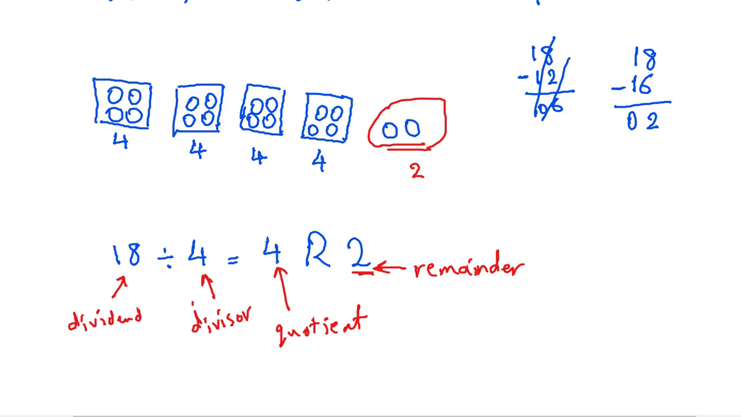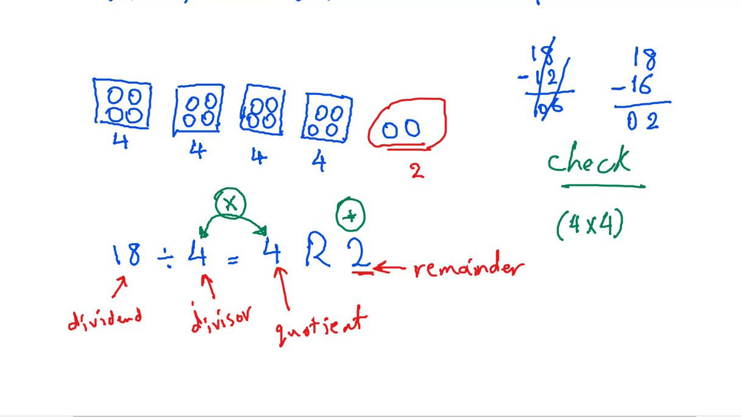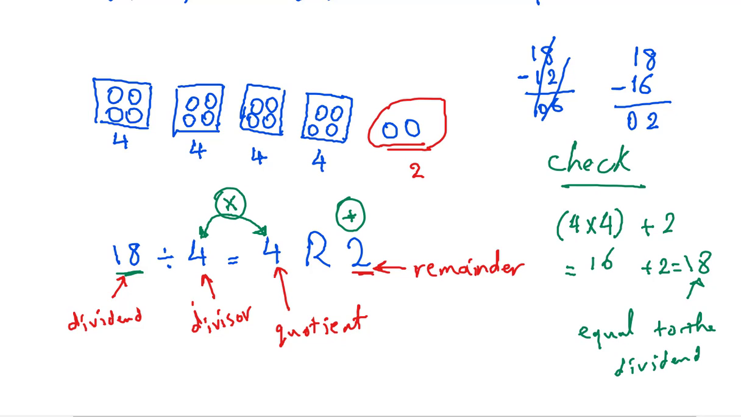Now, my heroes, we should know how to check our answer. We have 2 rules. The first rule: multiply the divisor and the quotient, 4 times 4, and after that add the remainder. If you get the dividend, you did it correctly. If you didn't get 18, it's wrong. Now 4 times 4 is 16, plus 2 is 18, and 18 is equal to the dividend. So we did it correctly.